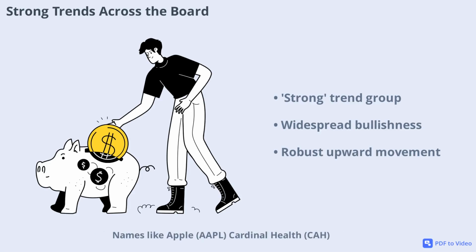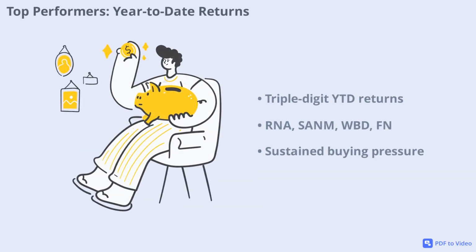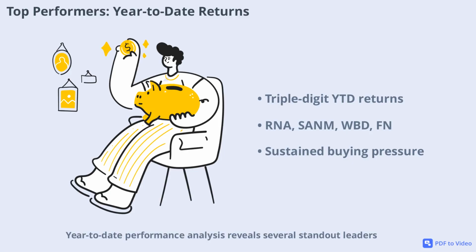Names like Apple, AAPL, Cardinal Health, CAH, and Insight, INCY, showcase robust upward price movement, even if not at the elite level of the very strong category. This widespread strength reinforces the overall bullish sentiment in the market and suggests that positive momentum is not limited to just a few outliers. Year-to-date performance analysis reveals several standout leaders.